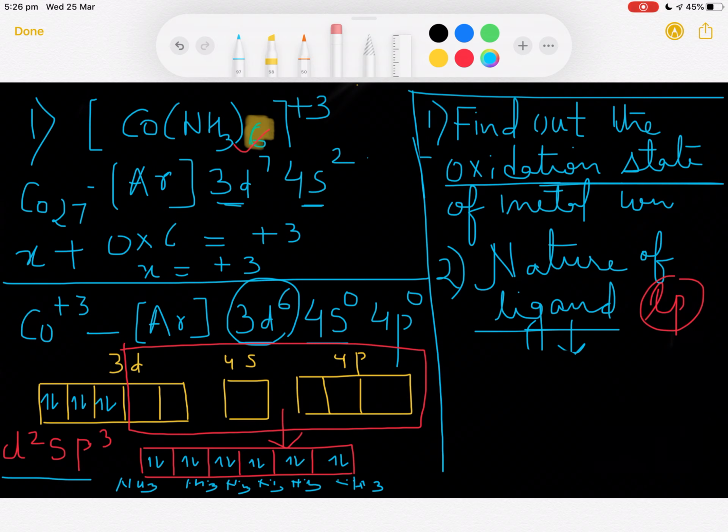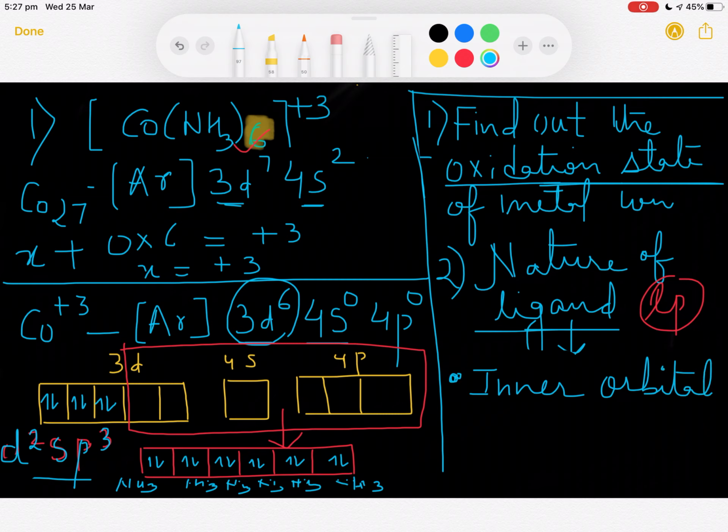I landed up with d2sp3, and in the previous video I already discussed that if the d orbital is the inner orbital, as we got here with d2sp3 hybridization, and the d orbital is the inner one, that's 3d, so it is an inner orbital complex. That's a very, very important point. So I conclude that it's an inner orbital complex based on the hybridization.